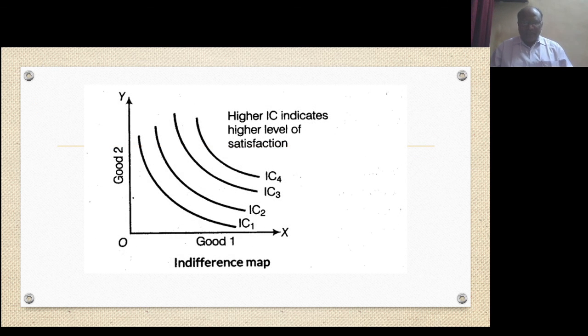Look at this diagram. Along with OY axis, good 2 has been shown, on OX axis, good 1. Each indifference curve, IC1, IC2, IC3, IC4, represents certain quantities of good 1 and good 2. Higher indifference curve, IC4, gives higher satisfaction to the consumer. That's why consumers will always prefer the highest indifference curve, that is indifference curve 4. So indifference curve 3 gives lower satisfaction than IC4. Indifference curve 2 gives less than IC3 satisfaction, and IC1 gives less than IC2 level of satisfaction.